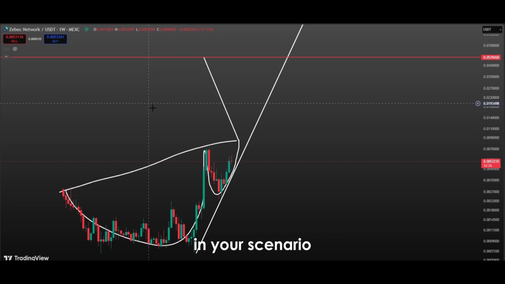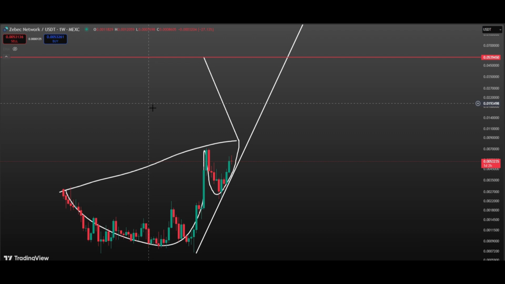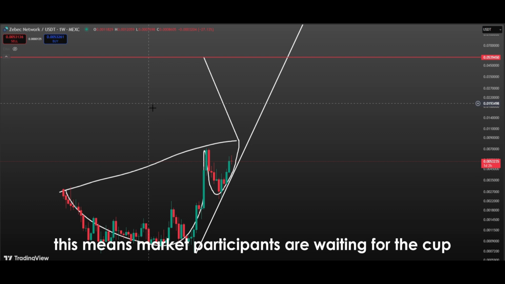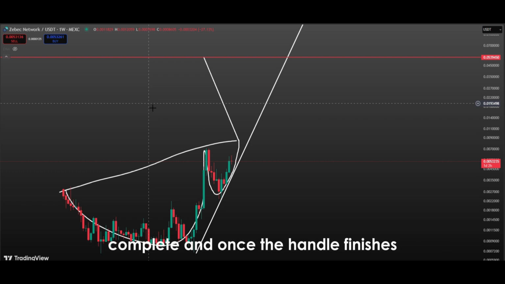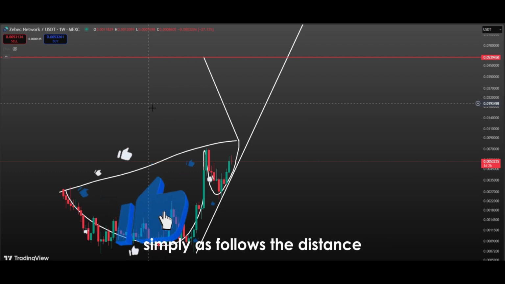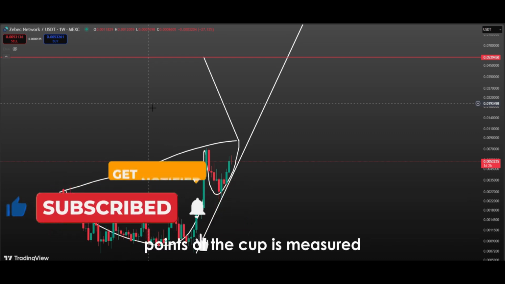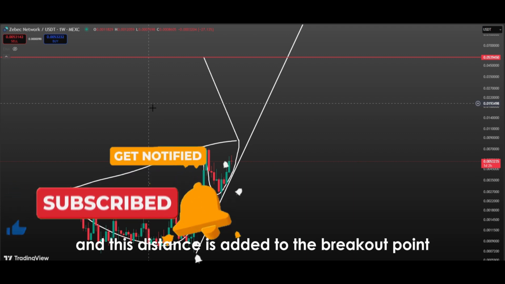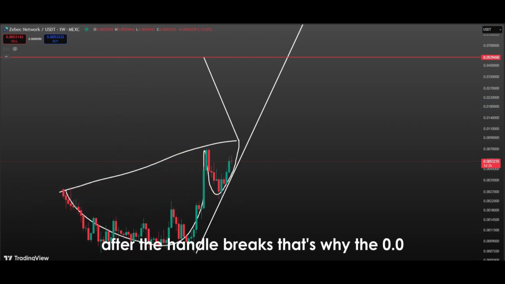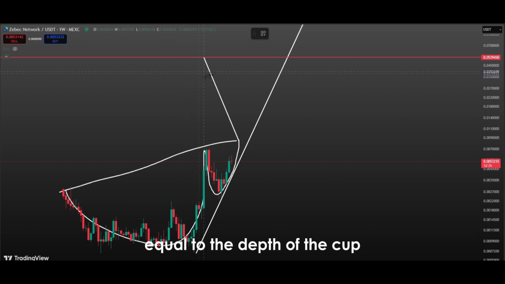In your scenario, the price is currently in the process of forming the cup and handle pattern. This means market participants are waiting for the cup to complete, and once the handle finishes, a new upward wave could begin. The target of the pattern is calculated simply as follows. The distance between the highest and lowest points of the cup is measured, and this distance is added to the breakout point after the handle breaks. That's why the 0.054 level you mentioned appears as an upside target equal to the depth of the cup.